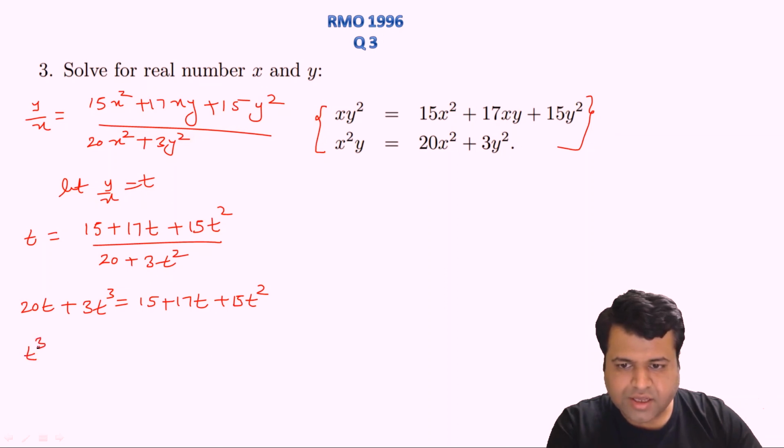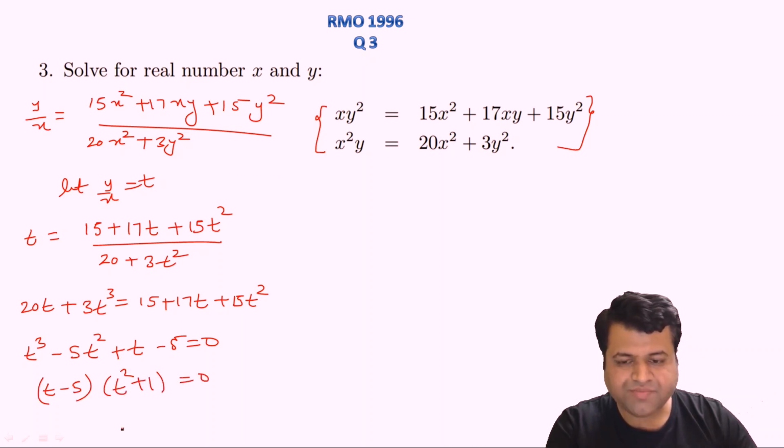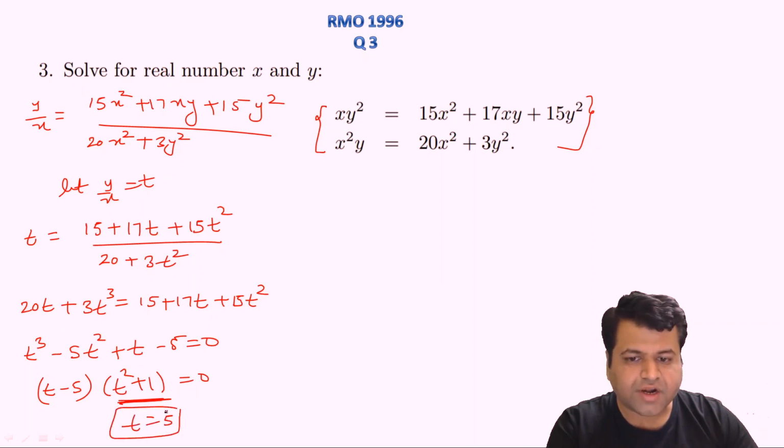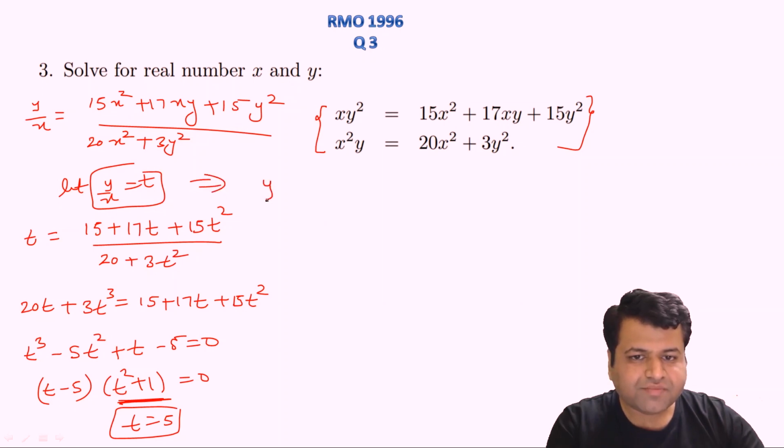So we will get t cube minus 5t square plus t minus 5 equal to 0, right? 3 we have cancelled. All right, so these have a factor of t minus 5 and t square plus 1, that is equal to 0. T square plus 1 cannot be equal to 0, so t should be equal to 5. And what is our t? T was y by x. So this will imply y is nothing but 5x, right?